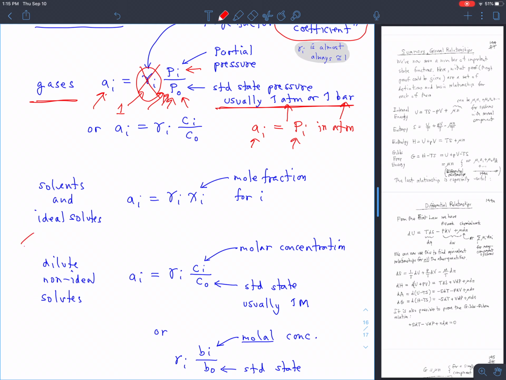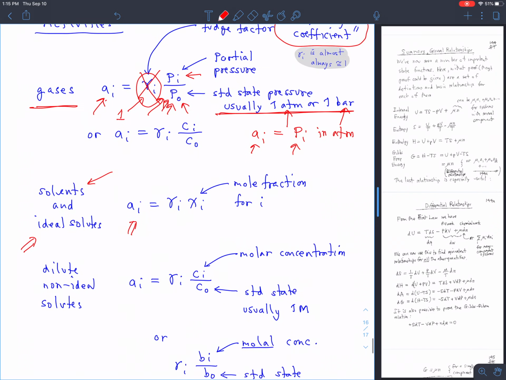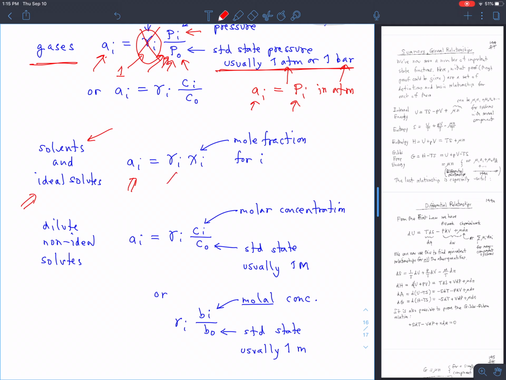For a different situation, if the chemical species in question is the solvent, like the water case up above here, where the water was the solvent, then again, ignoring this activity coefficient, the most useful choice is to choose the activity approximately equal to the mole fraction for the solvent. And that's true whether it's water or some other solvent.